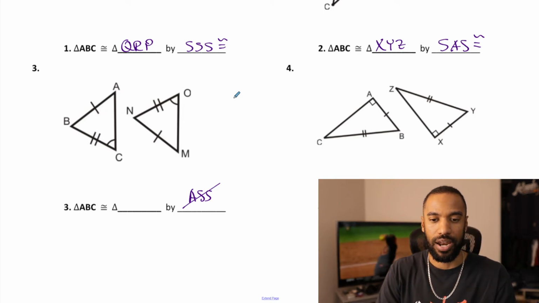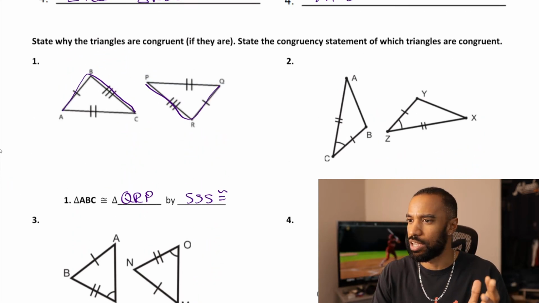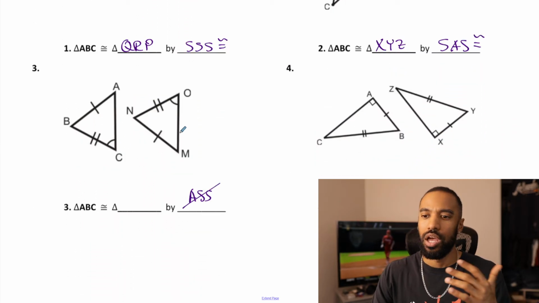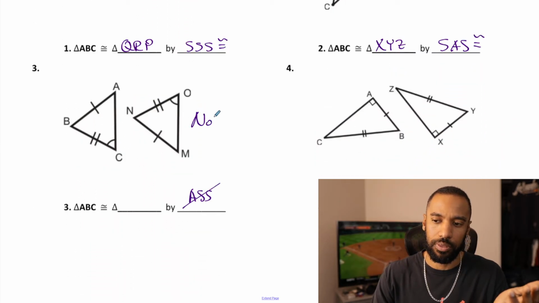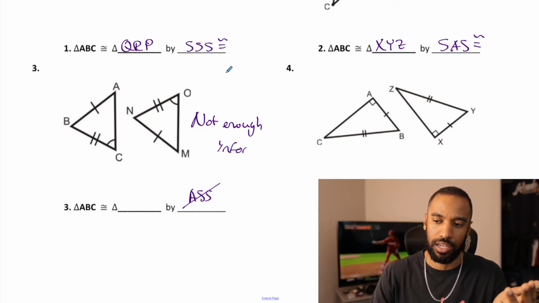Furthermore, we don't know they're not congruent either. We just don't have enough information. And I don't know what they want us to say if they're not. They say state why if they are, state the congruence that they are. It's not that they're not congruent, but there's not enough info. There are some versions where we would know they're not congruent.